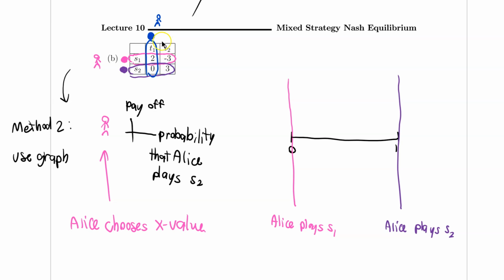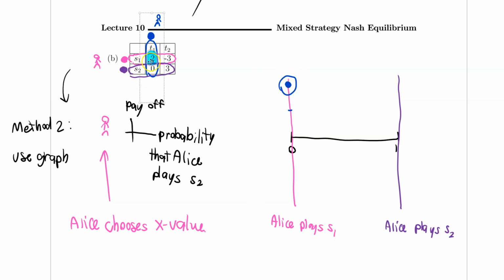So Bob can see that if he were to play T1, then the payoff is gonna be 2 if Alice were to play pink. So if Alice plays pink, the payoff is gonna be 2, and the payoff is the y-axis. So Bob can see that this point is going to correspond to this point here. This is when Alice plays S1 and then Bob plays T1.